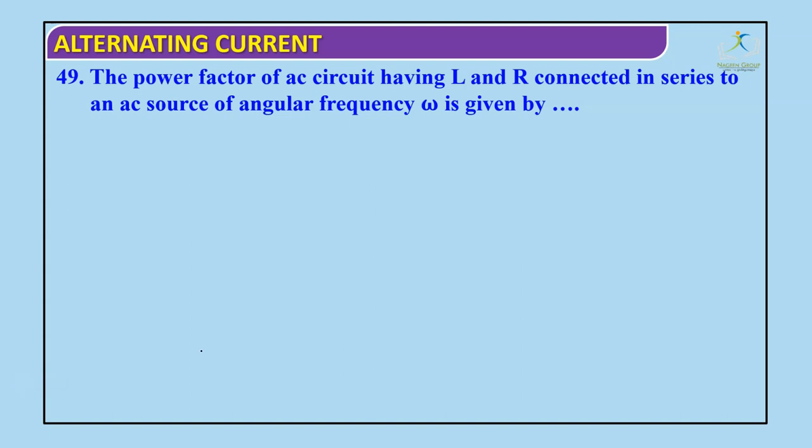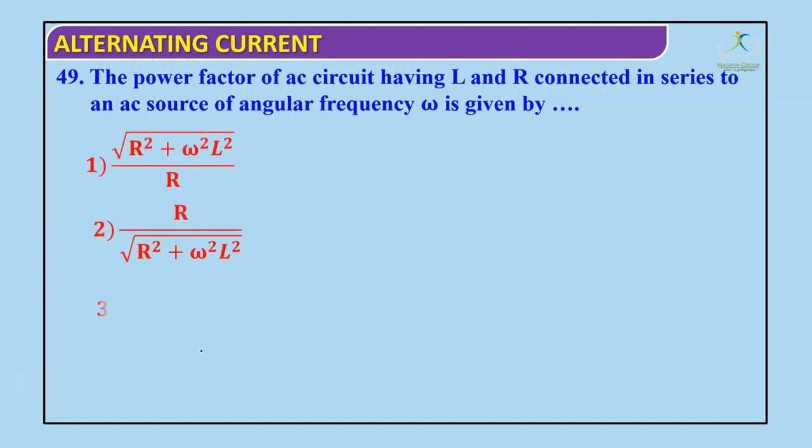The power factor of an AC circuit having L and R connected in series to an AC source of angular frequency omega is given by, we have these options.